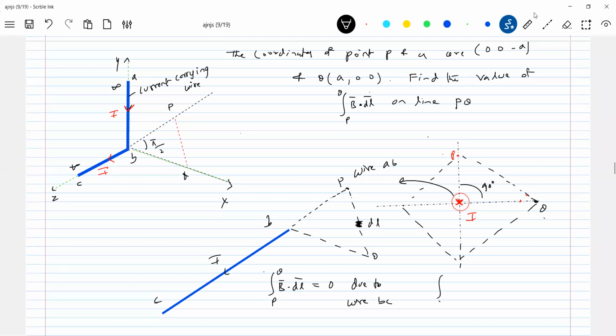Then due to wire AB, it will be non-zero. How much is it? Mu naught I by 8. So in total it will be mu naught I by 8 only. What is the conclusion? If a wire lies tangential to the plane of the loop, will B dot dl be 0? If you say yes, again you're in big trouble. In this situation, don't generalize.